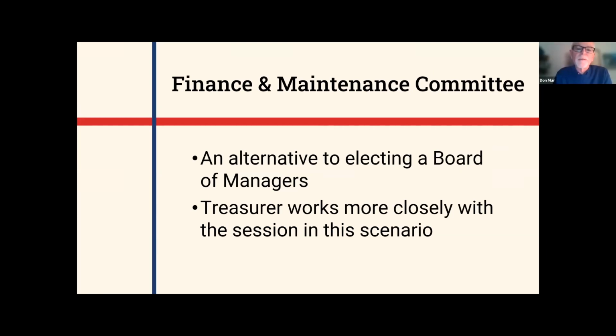Right, thank you. I'm currently the interim moderator for a two-point charge, and one of them has a session and a small board, and the other has the session and board working together. Basically, the whole session forms the work of a finance and maintenance committee.